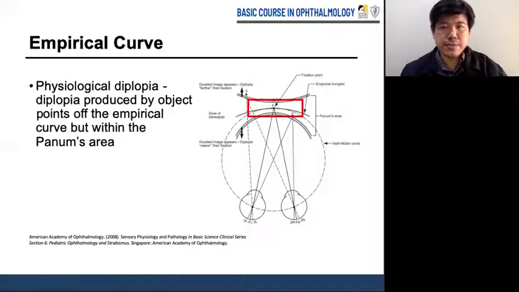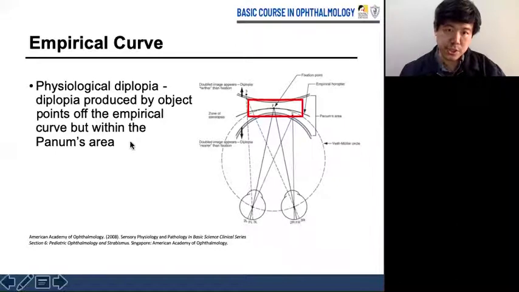So again, all the points not lying on the empirical curve are imaged by disparate retinal elements and should be seen as double. However, these points that fall inside this red rectangle, the Panum's fusional area, although diplopia is elicited, can still be fused. So this is called physiological diplopia.